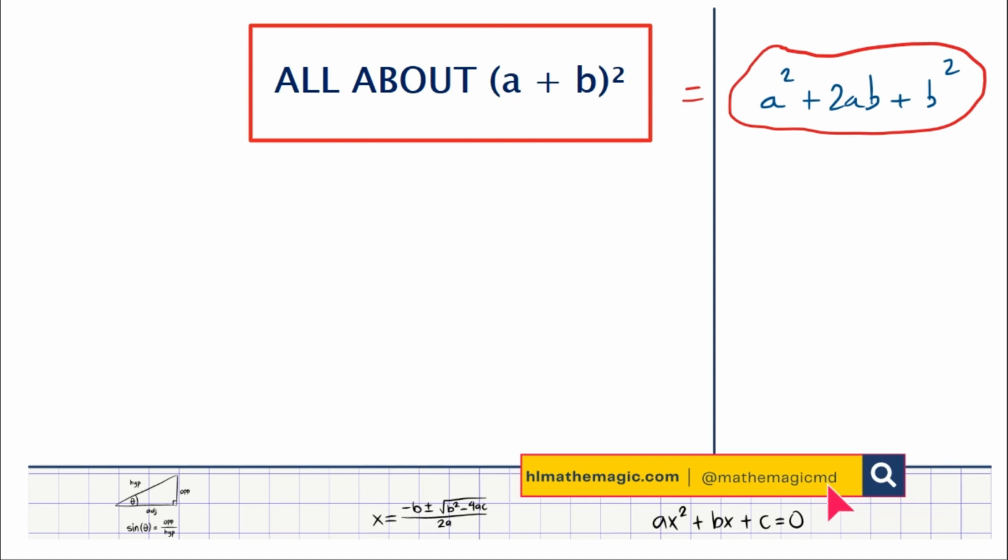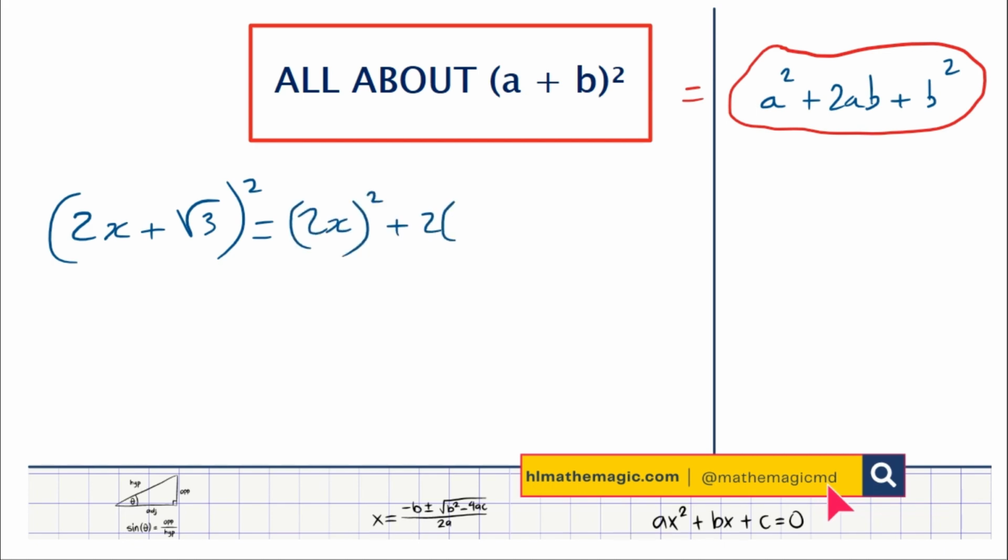You could also have a question which might have a square root in it. So I'll give you an example. What if you had 2x plus the square root of 3 squared? So this might look a little bit scary, but if you use the formula, you should be okay. So let's go ahead and do that. So 2x in bracket squared plus 2 times 2x times root 3, and then plus the square root of 3 in brackets squared. Okay, so 2x squared, just like before, that's going to be 4x squared.